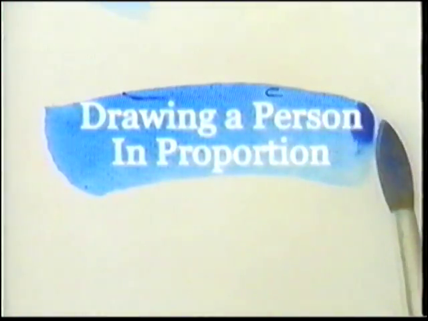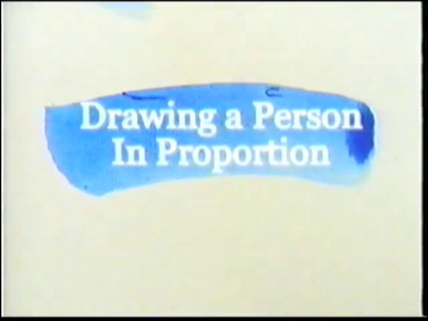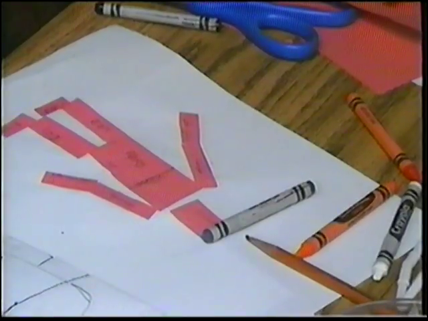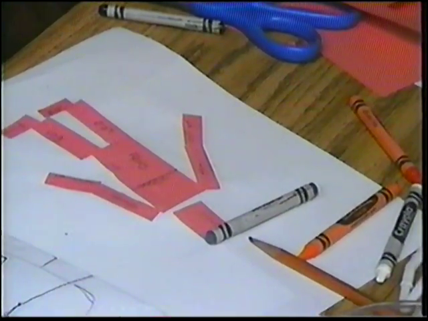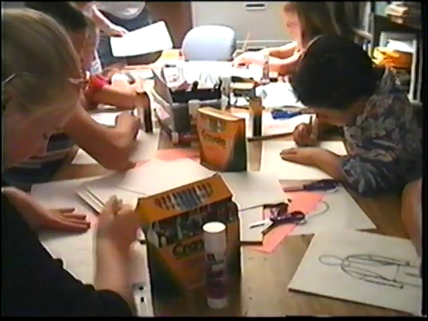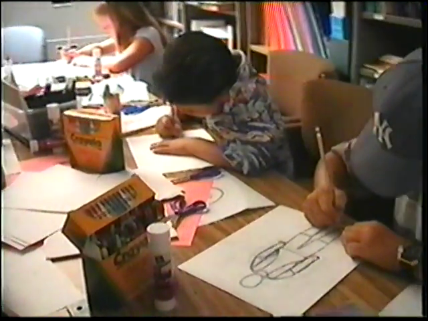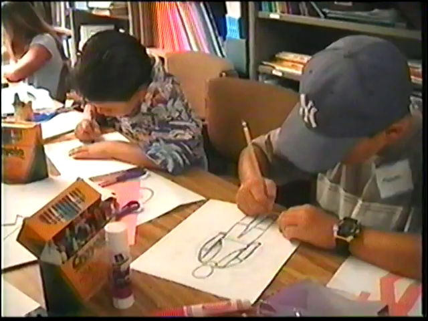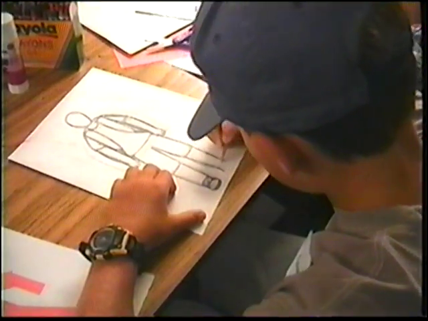Welcome. This lesson on learning how to draw people in proportion is part of a series of lessons on developing your character as part of the story sculpting unit. This lesson is for grades 4 and up.